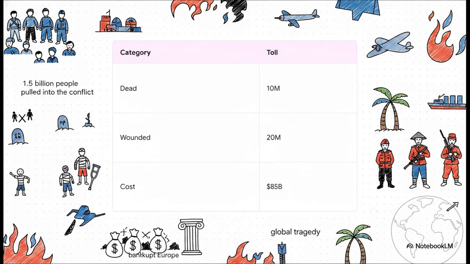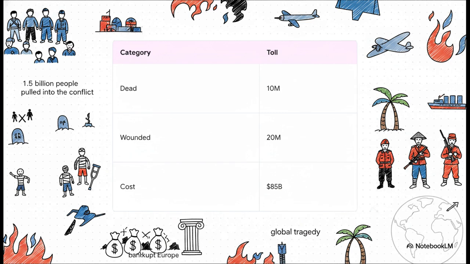But the scale of loss? It's almost hard to wrap your head around. Roughly 1.5 billion people globally were dragged into this conflict in some way. An unbelievable 10 million soldiers died, and over 20 million were wounded. It financially ruined Europe, costing an estimated $85 billion.